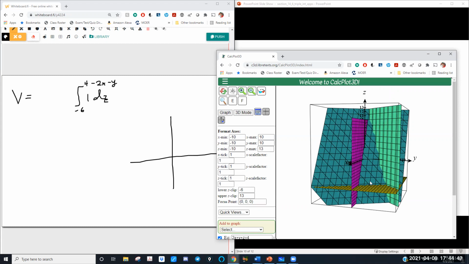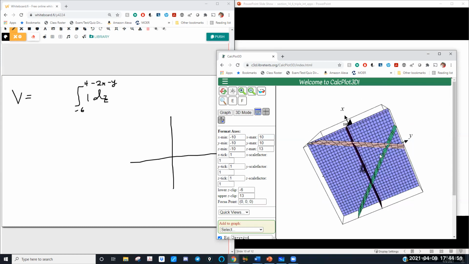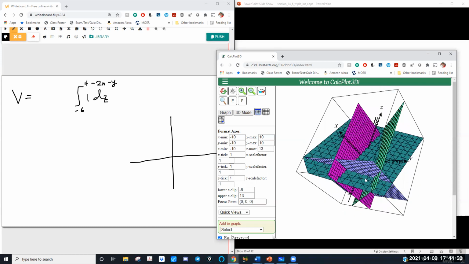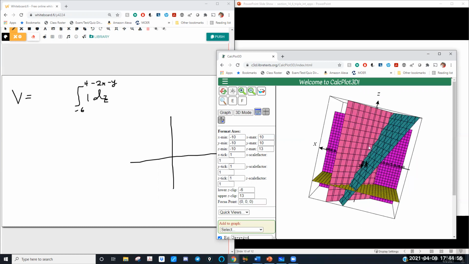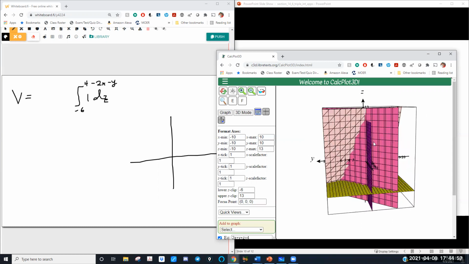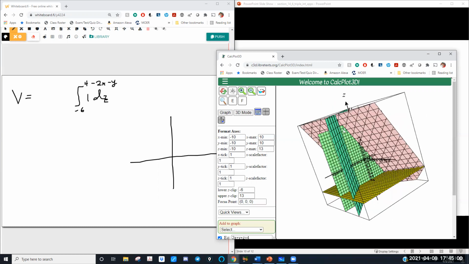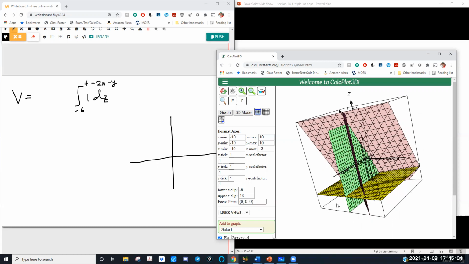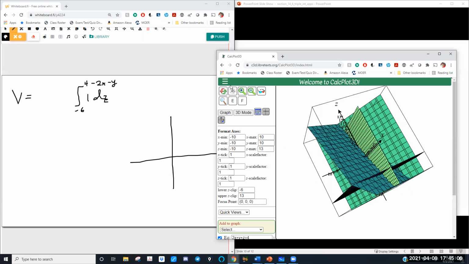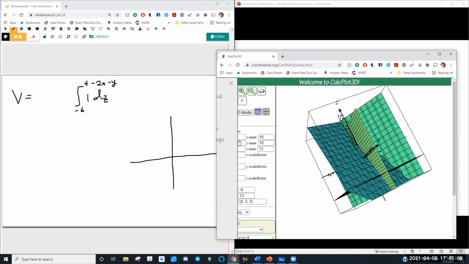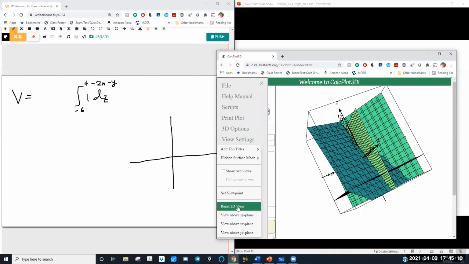That's a side of the pyramid, right? Here's the bottom of the pyramid. Here's another side of the pyramid. And then finally, here's that last side of the pyramid. All right. So first off, we have to identify what it is we're trying to integrate over. So hopefully you're seeing that 3D region.